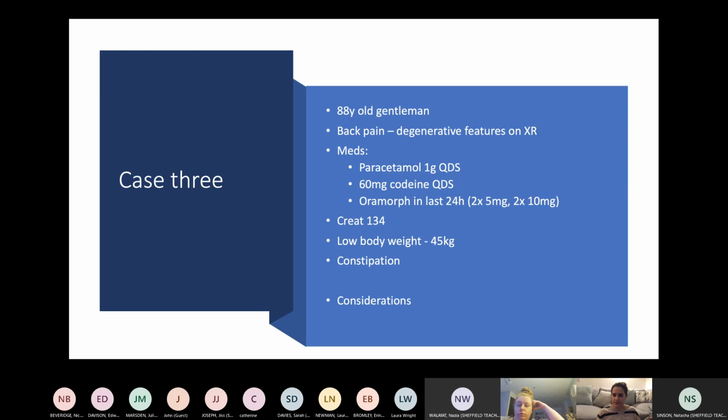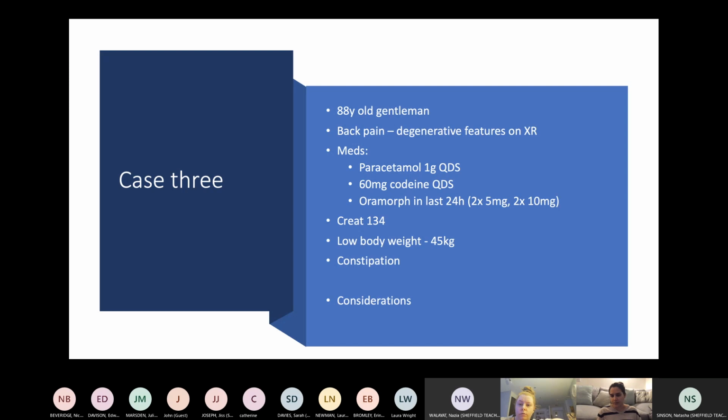So we need to reduce the paracetamol to begin with. We probably need to check their LFTs to make sure that paracetamol hasn't done any harm as well. And then we need to think about what we're going to do with this codeine and Oromorph. In my opinion, this patient probably should be on, again, either a Butrans patch or oxycodone MR because of his renal function.